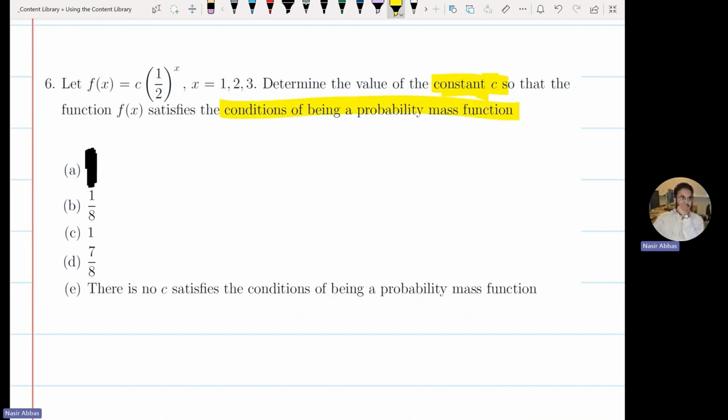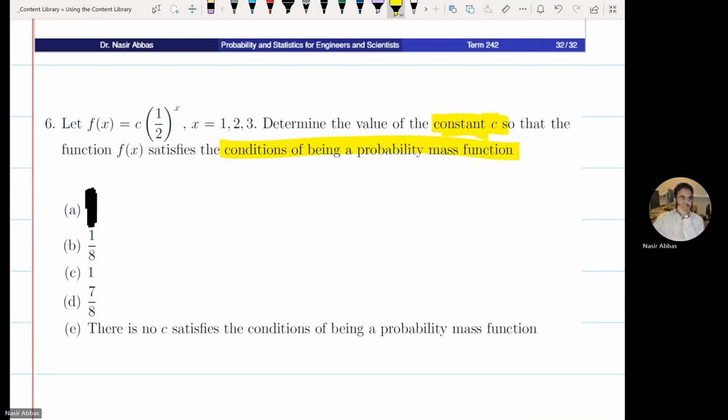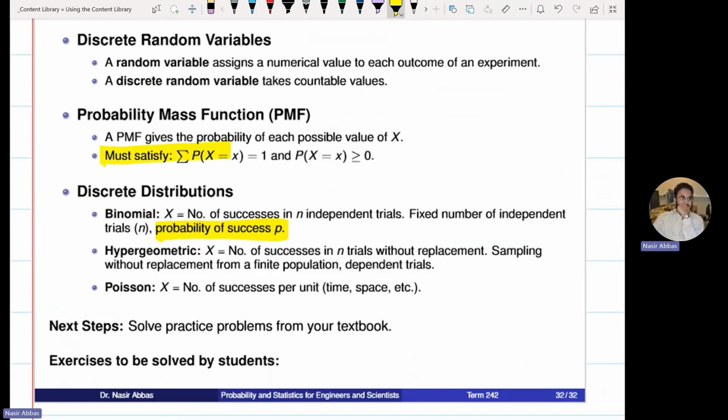What are the conditions of a probability mass function? Here are the conditions. Number one, the functional values must be non-negative. Number two, the sum of all the values over the whole domain of x should be 1. So I'm going to make use of these conditions to find the value of c.